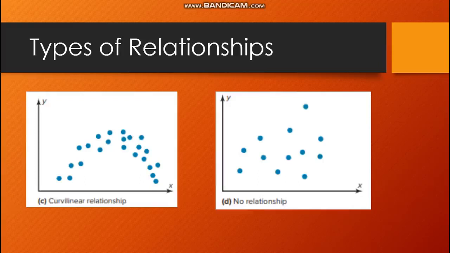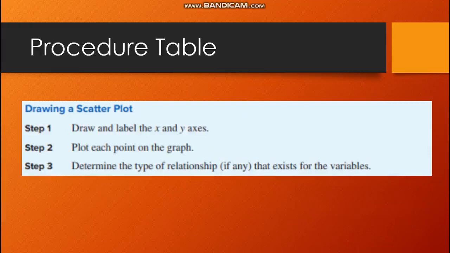Okay? Now, how we're going to draw a scatter plot in the XY plane? Meron tayong procedure table na susundin. Number 1 is draw and label the x and y axis. Step 2, plot each point on the graph. 3, determine the type of relationship, if any, that exists for the variables. Alamin natin kung may relationship. That is the last step. Okay? Now, I'm going to give you 3 examples on how to draw a scatter plot given yung ating ordered pairs.